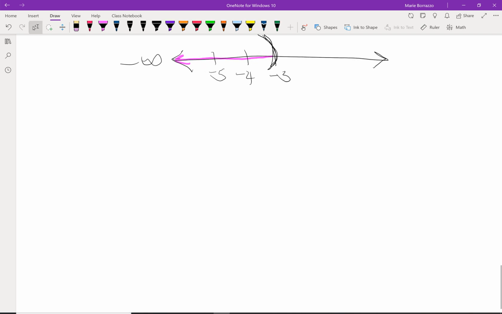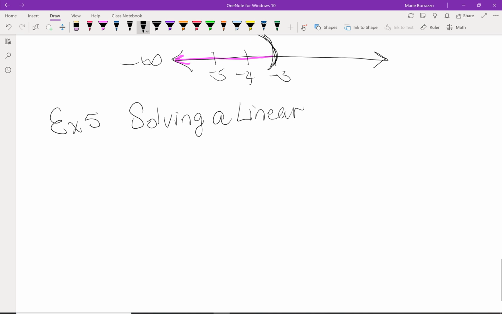I may have time for example 5, so let me continue in this case. Example 5. In this case, we simply are solving a linear inequality containing fractions.